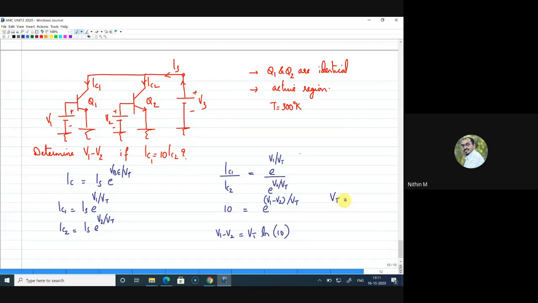So what is VT? VT is in fact KT by Q. You can take temperature T as 300, and this value is approximately 26 millivolt. Now when you substitute that here, 26 millivolt into this ln 10 is somewhere close to 59.9 millivolt, yes, 59.87 millivolt. If it is V2 minus V1, then there will be a minus, but now it is V1 minus V2, so it will be a positive voltage.